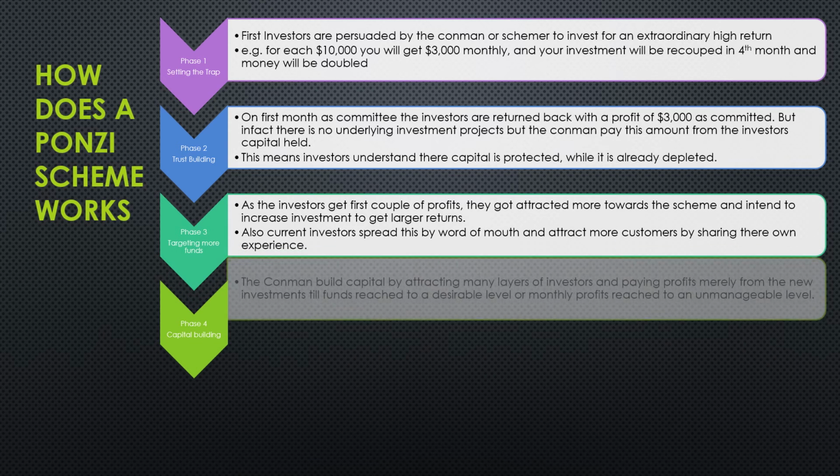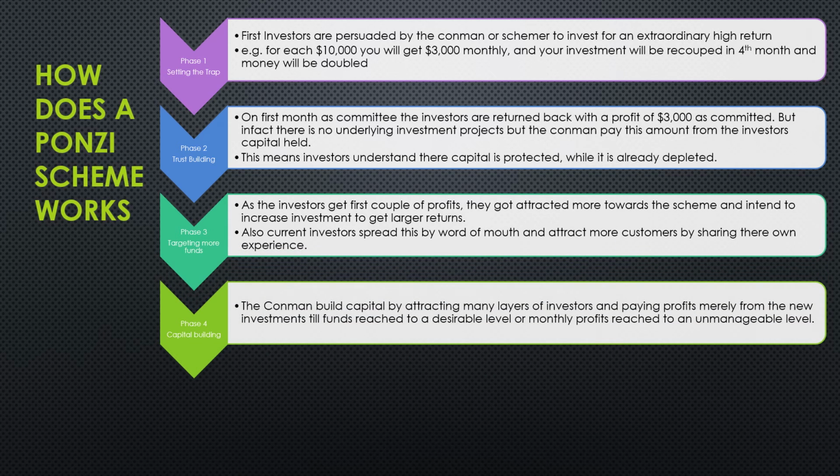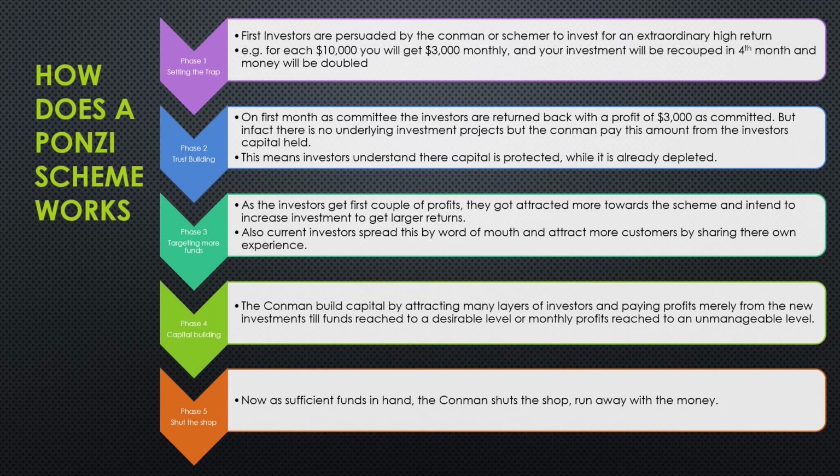Building capital. So now, taking the benefit of this trust, the con man grows his funds, brings more investors, and in fact, as I told you earlier, he is not investing this money anywhere. All this money is kept with him and he is paying the profit from the same capital. And once this amount reaches a level he desires or an unmanageable level, then the 5th phase comes where he shuts the shop and runs away with the money.